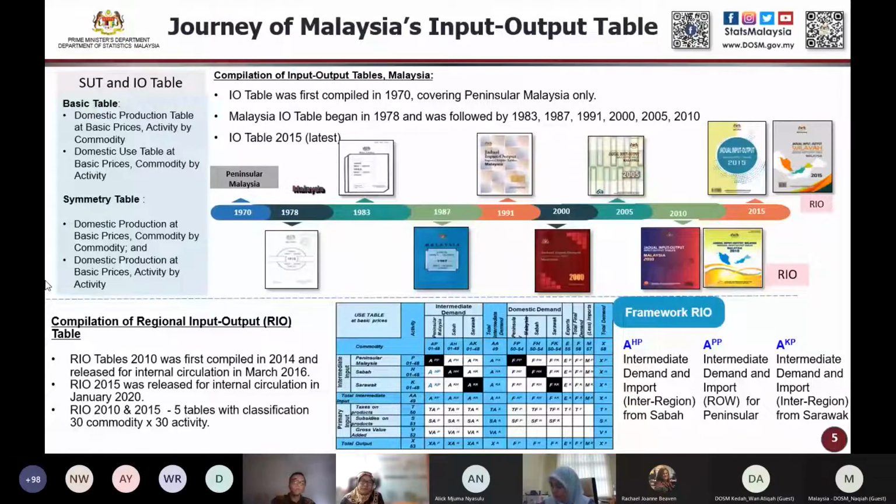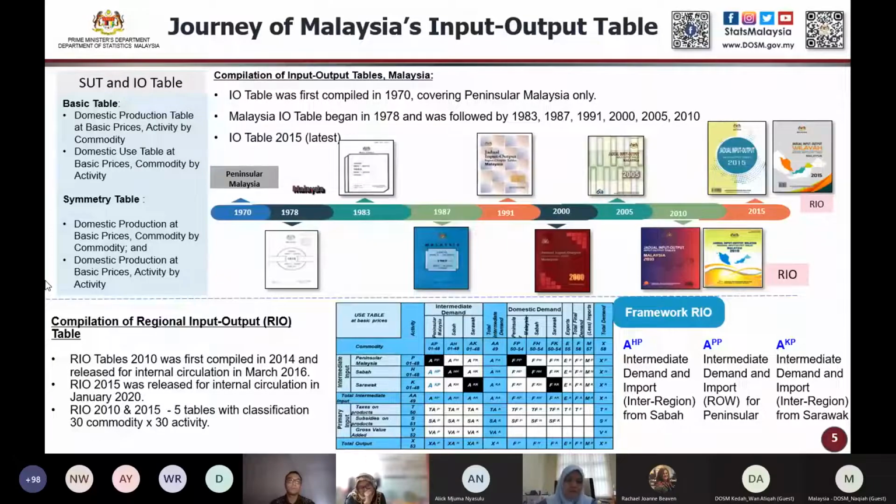Actually, DOSM also compiled updated input-output tables for the years 2007, 2012, and 2014, which were released for internal circulation only. Following the COVID-19 pandemic, Malaysia rescheduled the operation of the economic census 2020 to reference year 2022. Therefore, the upcoming benchmark IO table for Malaysia will be compiled for year 2022 based on the 2022 economic census.